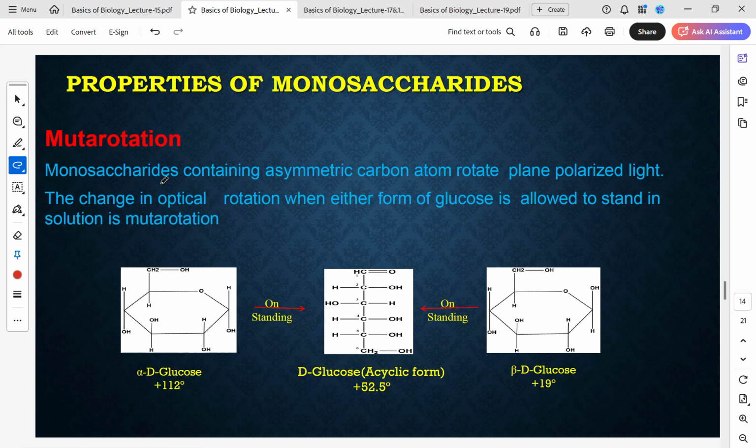Then comes mutarotation. Monosaccharides contain an asymmetric carbon atom which can rotate plane polarized light. The change in the optical rotation when either form of glucose is allowed to stand in solution is called mutarotation. If you have the alpha form and the beta form and you shine plane polarized light on it, the resultant is an acyclic form with a particular angle, and this change is known as mutarotation.